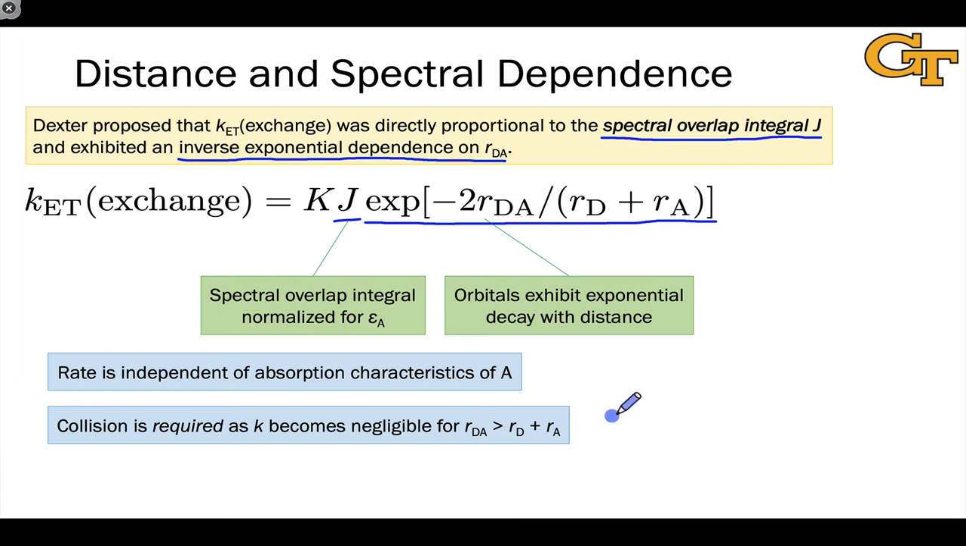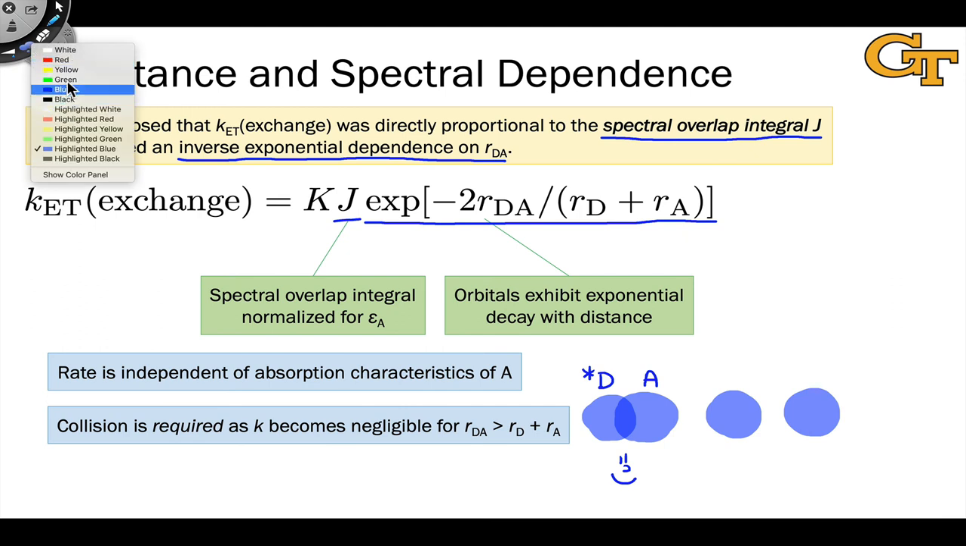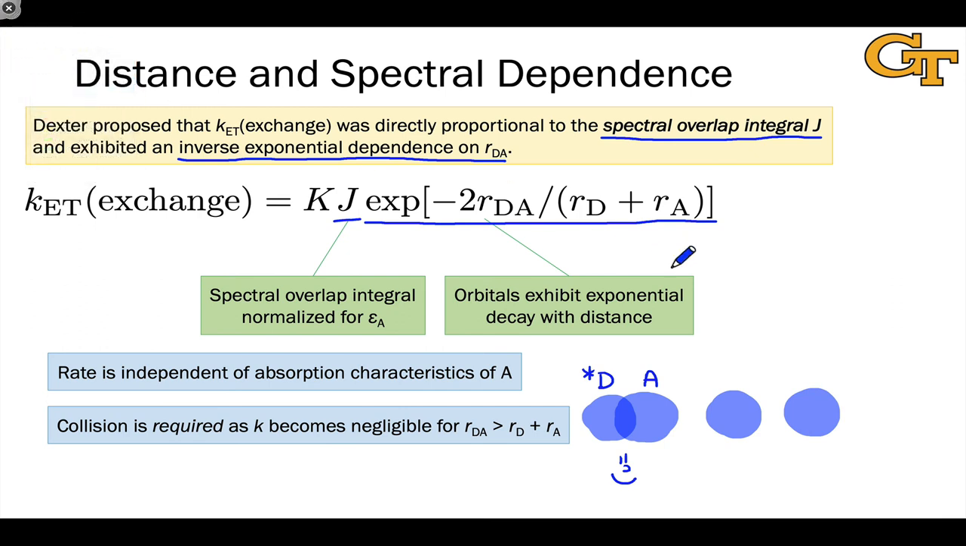If we want to think about this in a relatively simple picture, exchange energy transfer can only happen when the orbitals of D and A are overlapping. When the distance between D and A becomes greater than the sum of their radii, and thus their orbitals are essentially separated in space, Dexter energy transfer does not take place at anything resembling a useful rate.